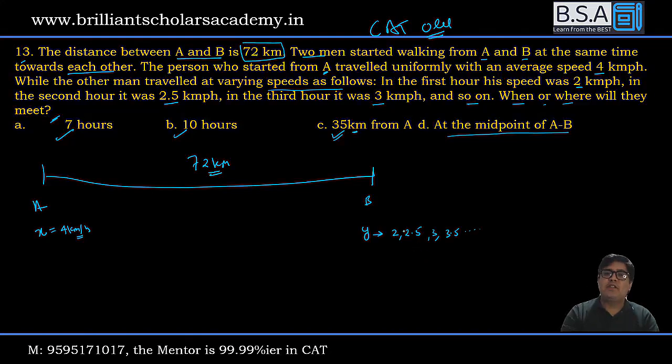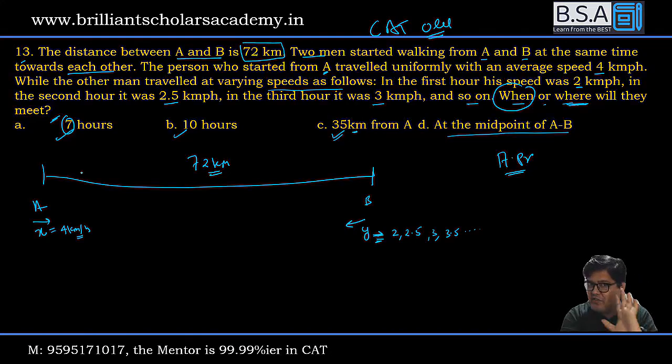The question is, see, the persons are traveling towards each other. I've written their speeds on the right side, not on the arrow. When will they meet, or where will they meet? If you are good with arithmetic progression, I will say solve it through that. But if we don't know AP, let us go with the options.